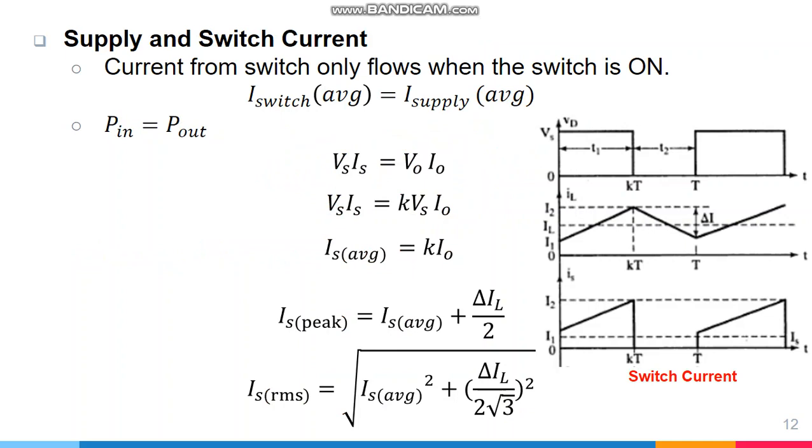Now it is also very important to calculate the rating of the inductor, the switch, and the diode, as we calculated in our rectifiers as well. So it is important that we know about the rating of our elements in the circuit. If you look at the circuit diagram, the current from the switch only flows when the switch is on.